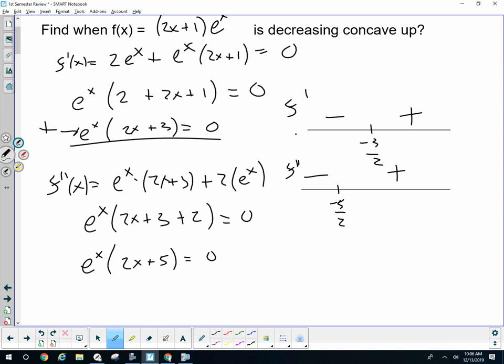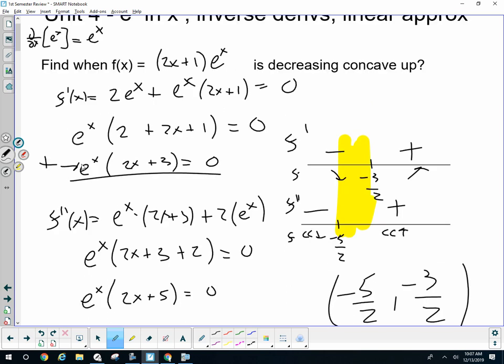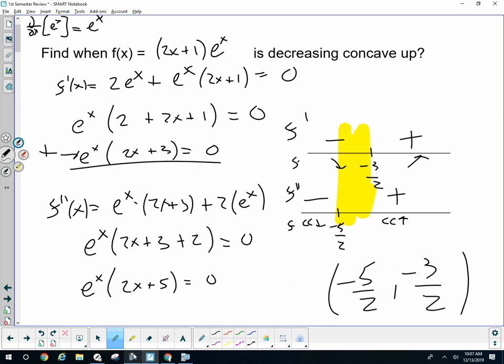Remember, f prime signs tell me if f is going down or going up. F double prime signs tell me if f is concave down, concave up. When are we decreasing and concave up? Between negative 5/2 and negative 3/2. Okay, so remembering that we factor out an e to the x, remembering that e to the x is always positive. It could be approaching 0, but that's about it.